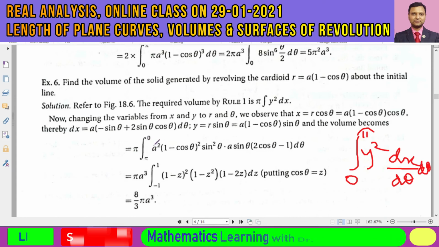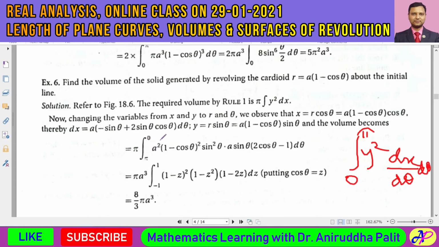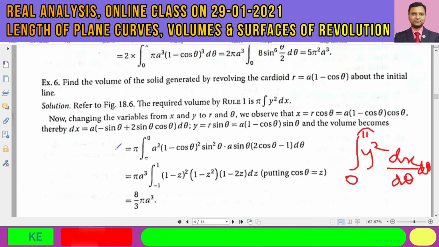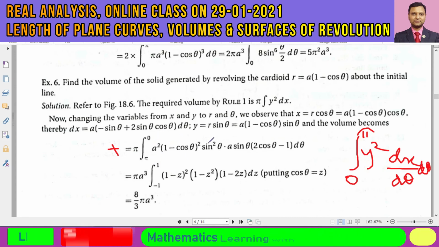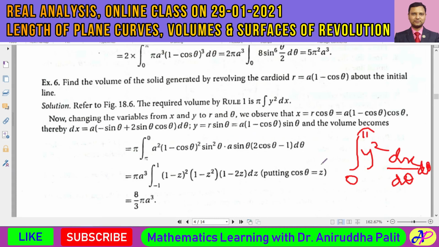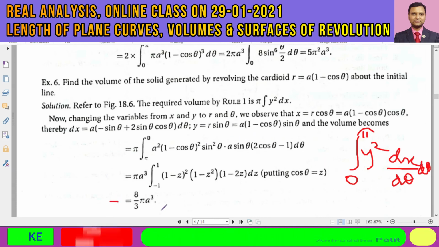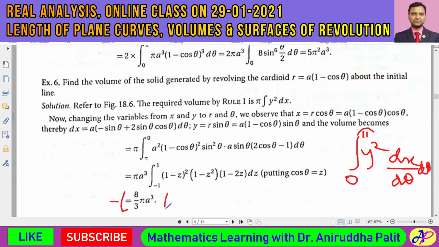That's why they have taken maybe pi to 0, you can consider, doesn't matter. Ultimately, you will have to consider the final expression in terms of a positive quantity. So it doesn't matter whether you write it in terms of pi to 0 or 0 to pi. To me, I think I should start from 0 to pi. It doesn't matter. Ultimately, you will get a negative sign. So then after, you can take the modulus of that length.